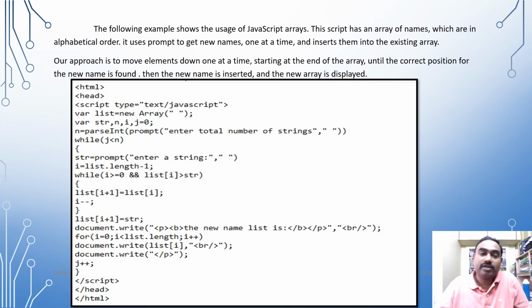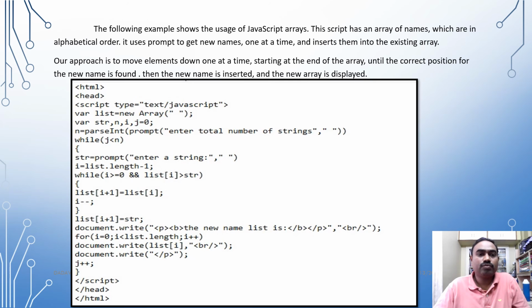Here you can observe the program script, type equals text/javascript, the syntax of the script. Then you can create an array variable. The variable list is the array name, equals new, which is a keyword, then the Array constructor, capital A, then lowercase letters, within parentheses and double quotes, blank. That indicates you can allocate the values dynamically.